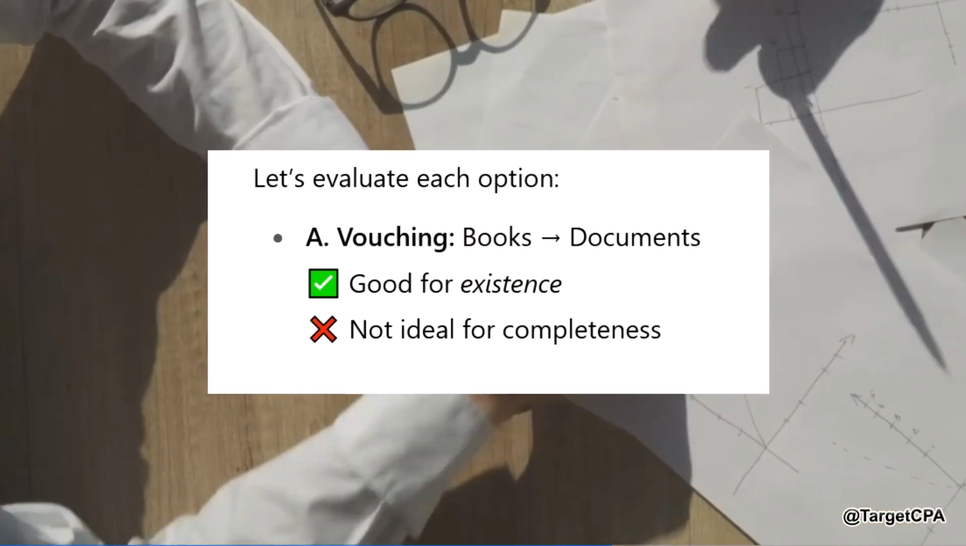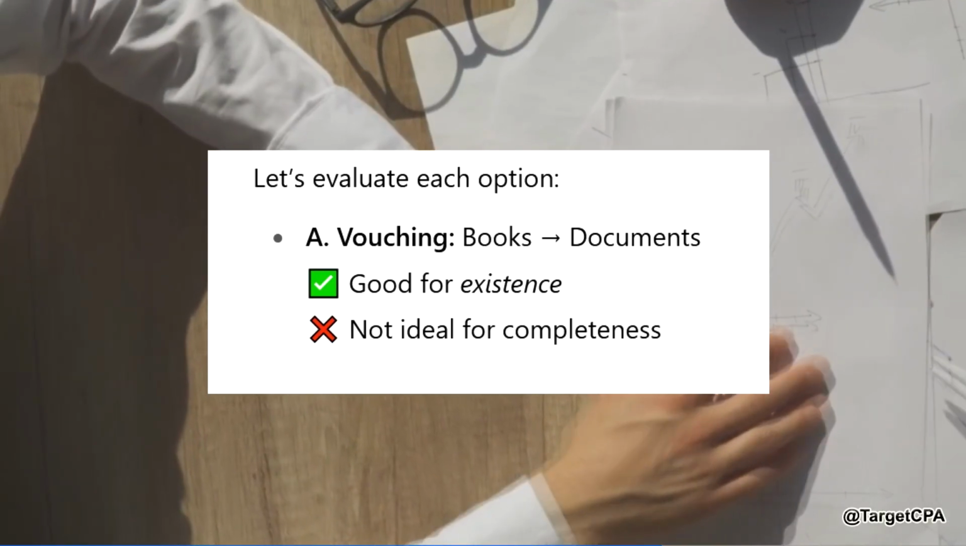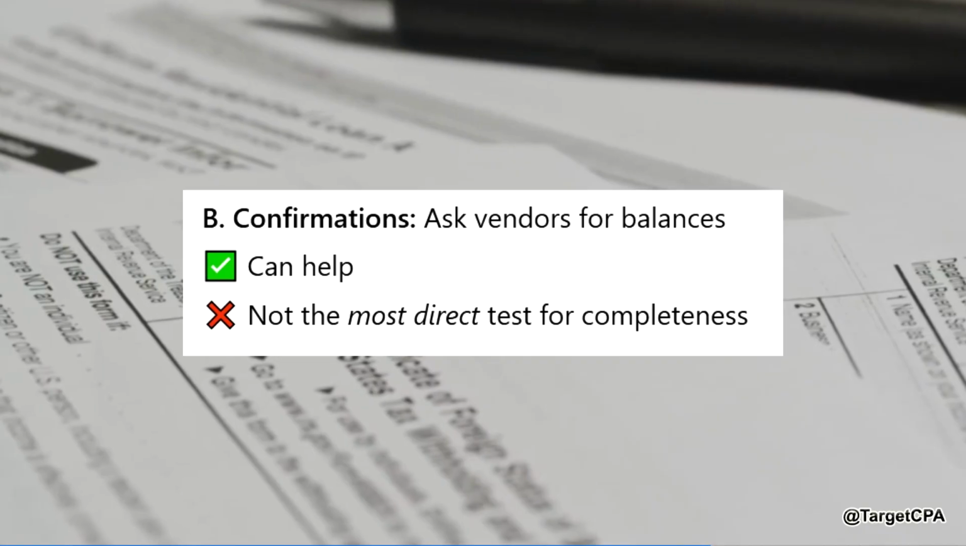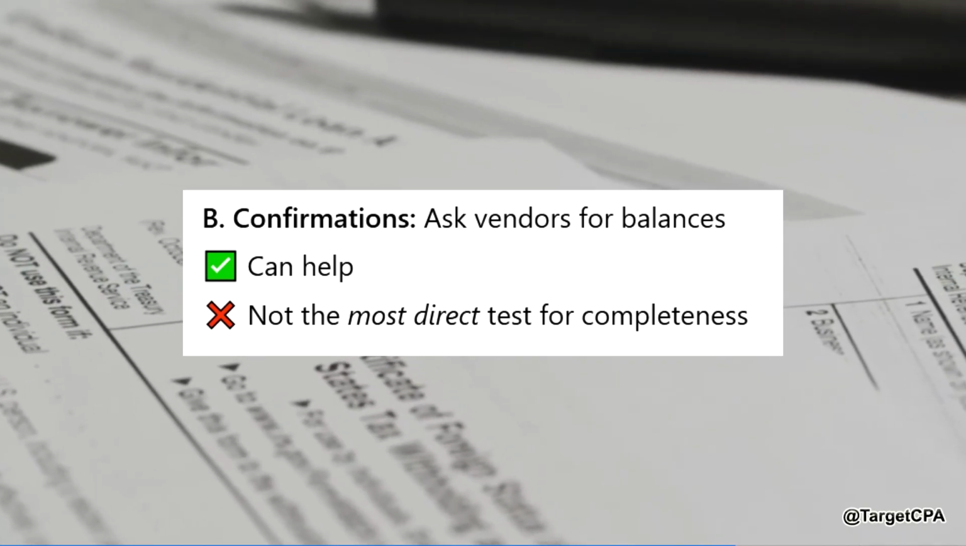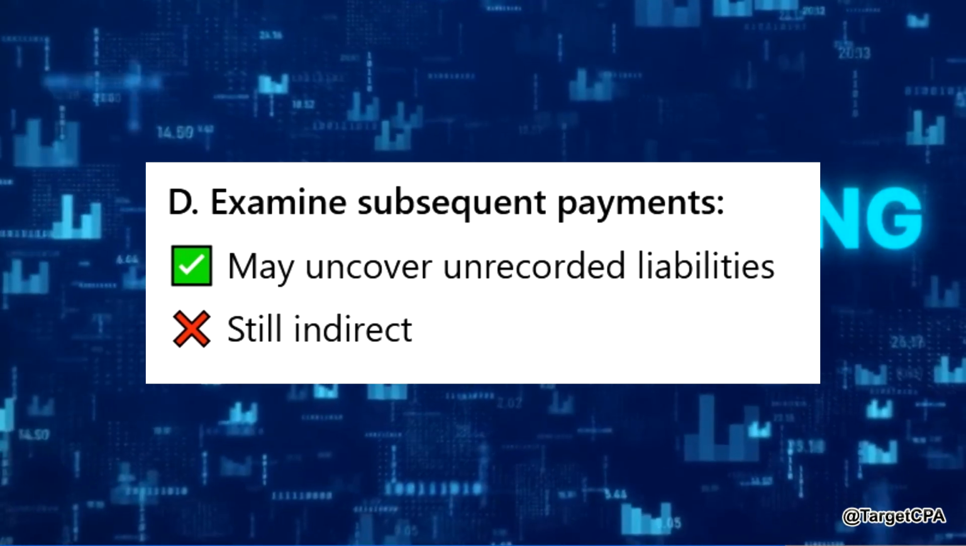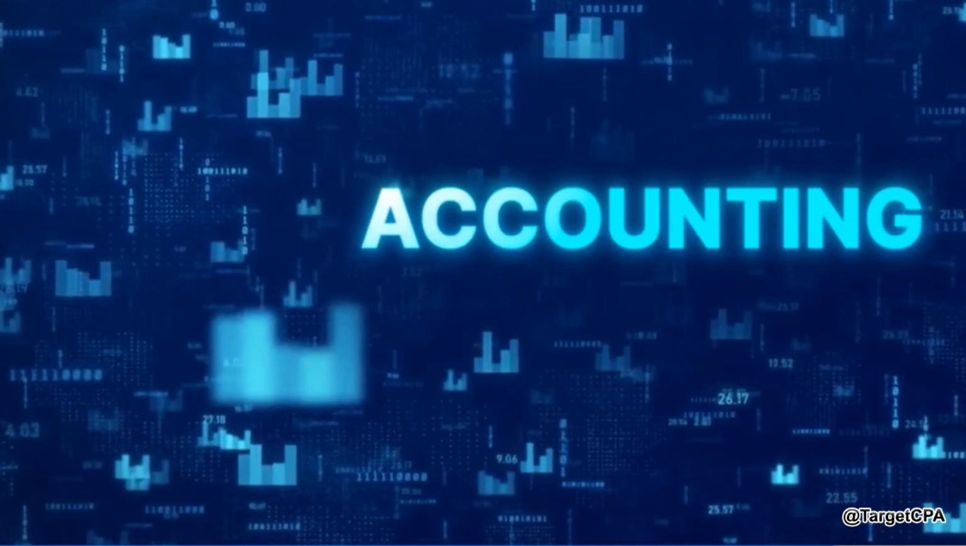Option A, vouching, goes from the books to the documents. Great for existence, but not completeness. Option B, confirmations, can help, but they're not as direct for completeness as other procedures. Option D, examining subsequent payments, can catch some unrecorded liabilities, but it's not the most direct either.